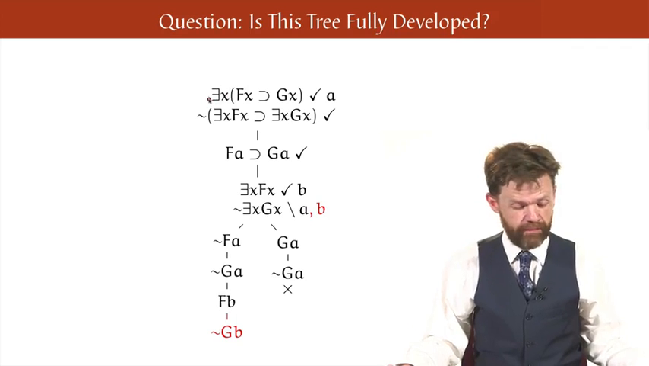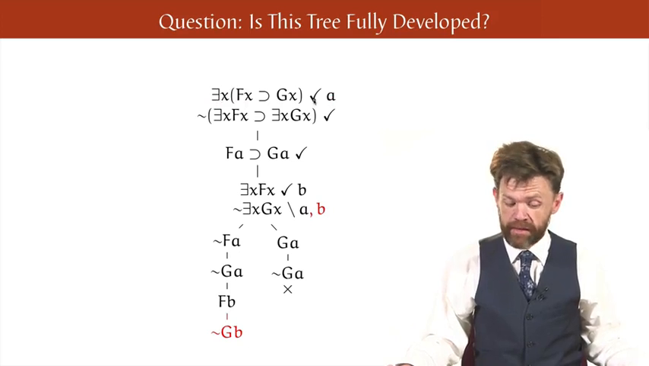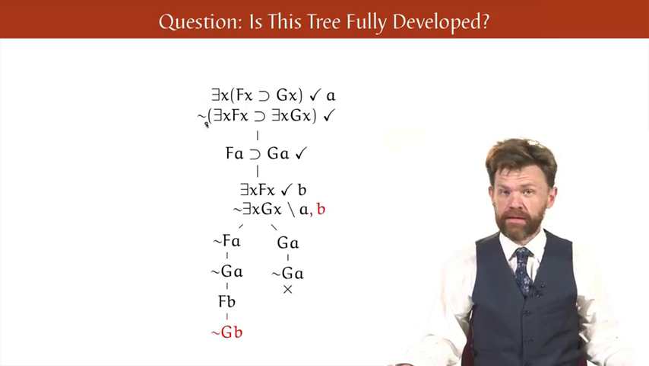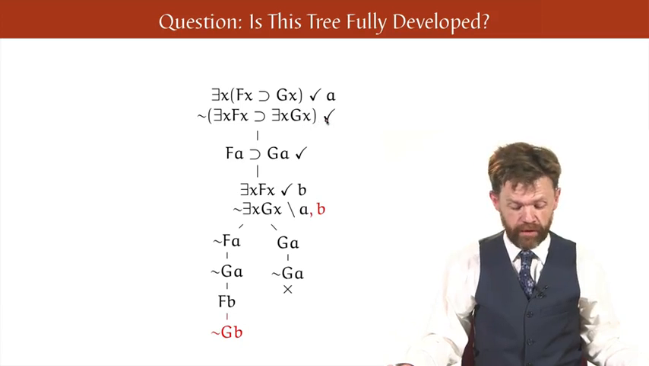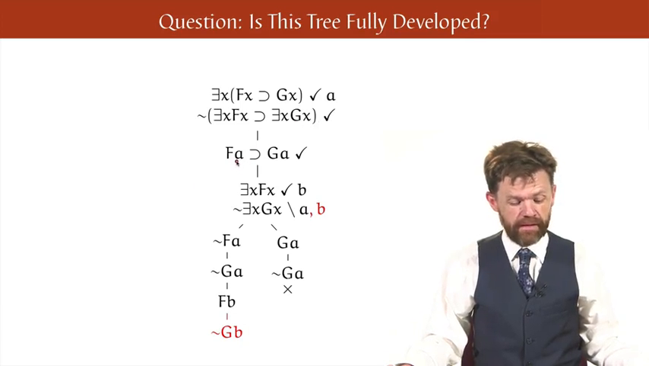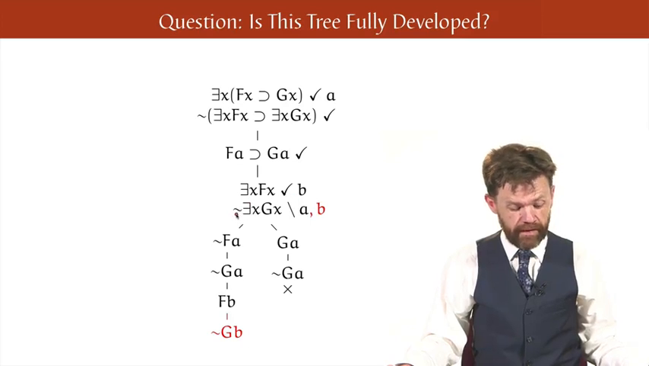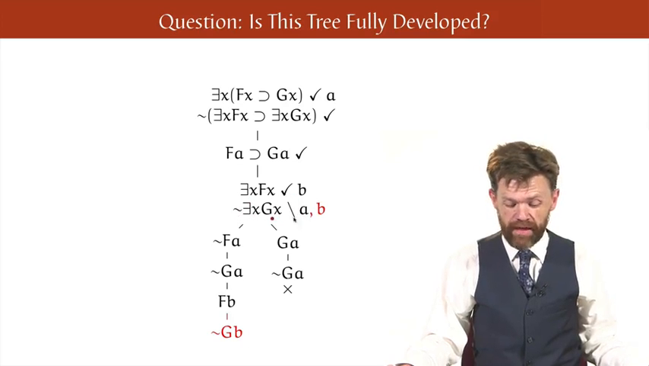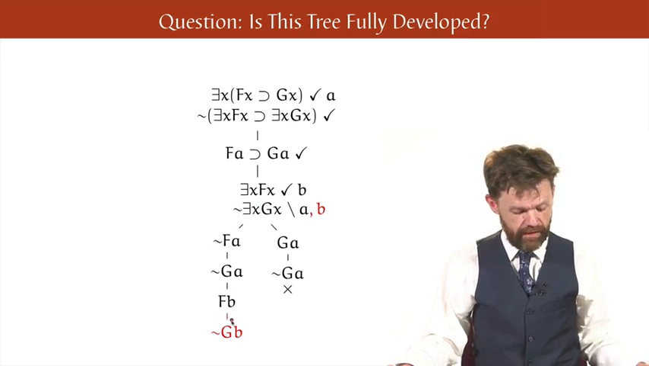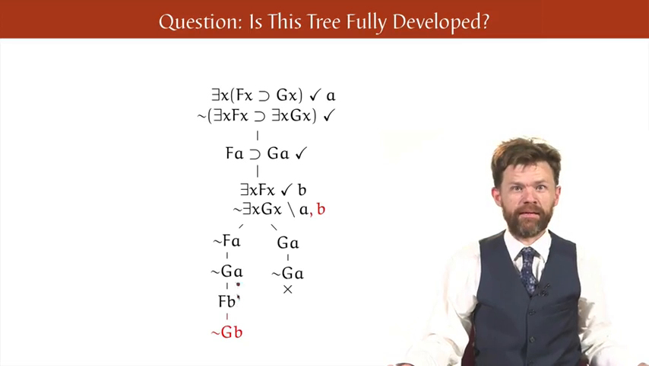We'll start from the top. This formula, something is such that if it's F, it's G. That's been ticked with an A. This negated conditional, that's been processed. This instance, FA implies GA, that's been processed. Something is F, that's been processed with a B. Now this negated existential, that's had A and B substituted into it. And the other things are either atoms or negated atoms.